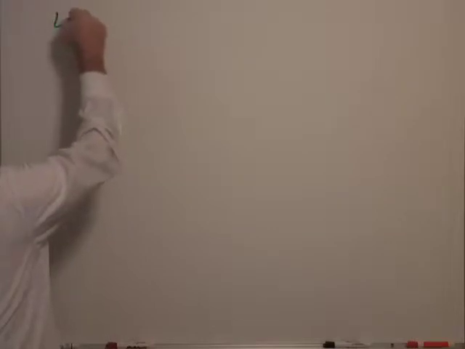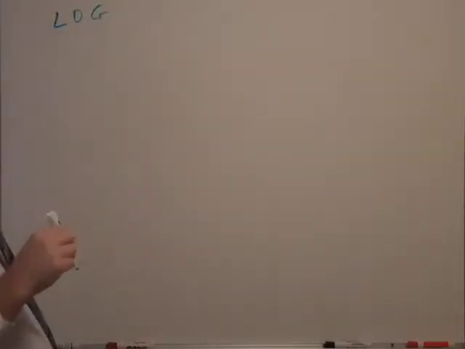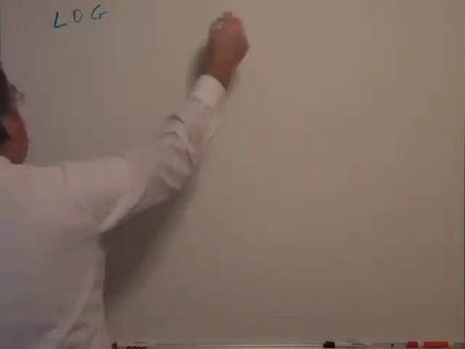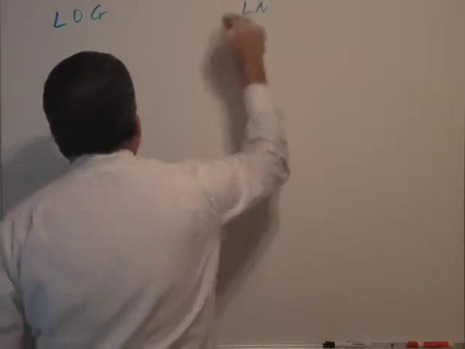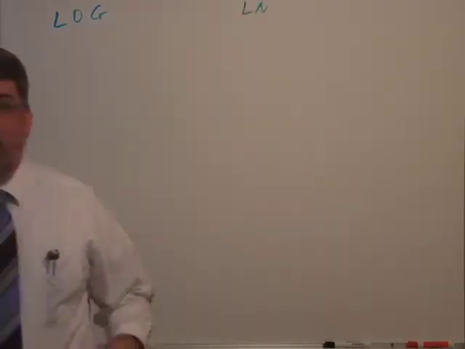All scientific calculators have two different logarithm buttons on them. There's a LOG button, and then there's one called LN. So what's the difference here?